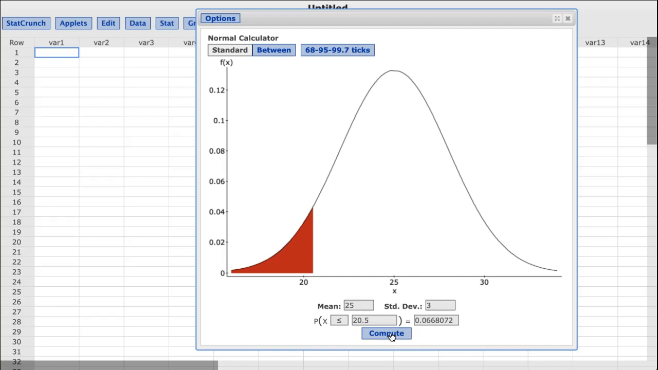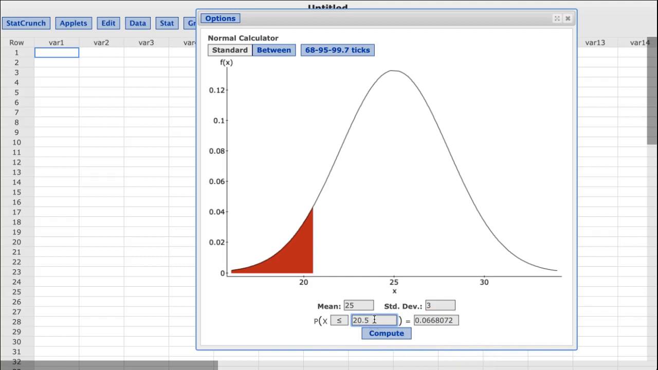What's really neat about StatCrunch is that it'll give you this picture every time, right? So you can see the area underneath this curve from here to here. If it's to the left of the number, that's less than or equal to, the area is roughly 0.067, 6.7% if we were to round it, 7% chance. So if you randomly select someone, what's the chance that their BMI is less than 20.5? Roughly a 6.7% chance.